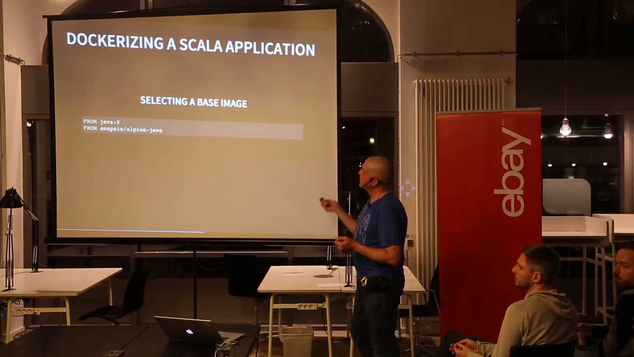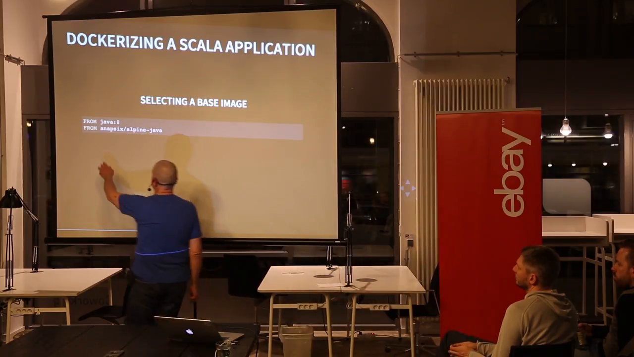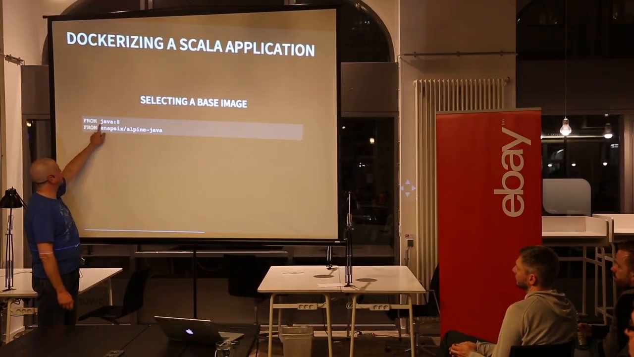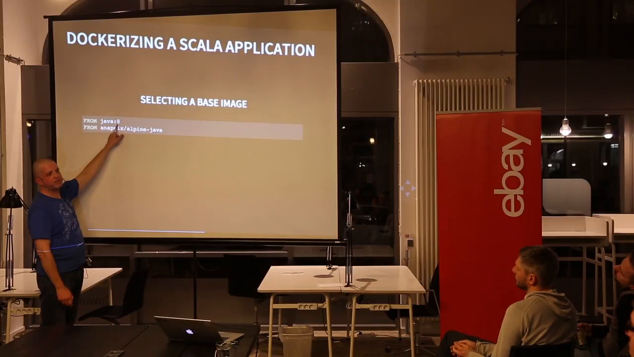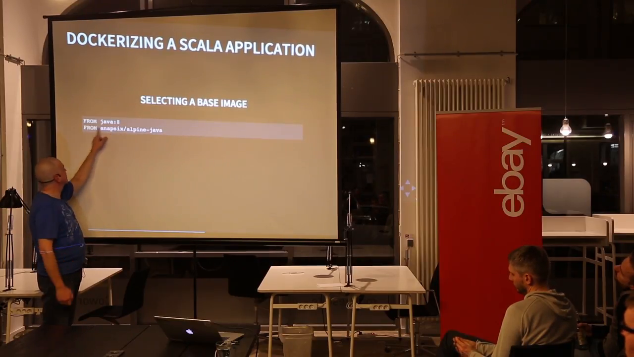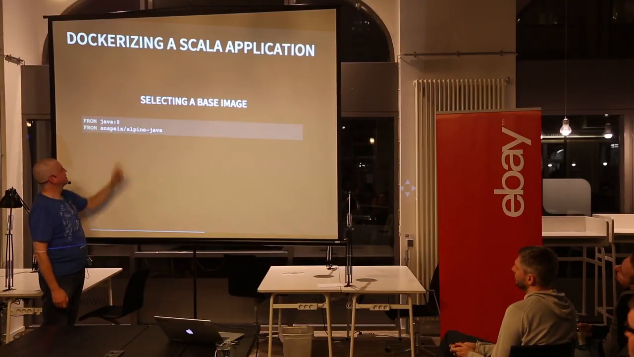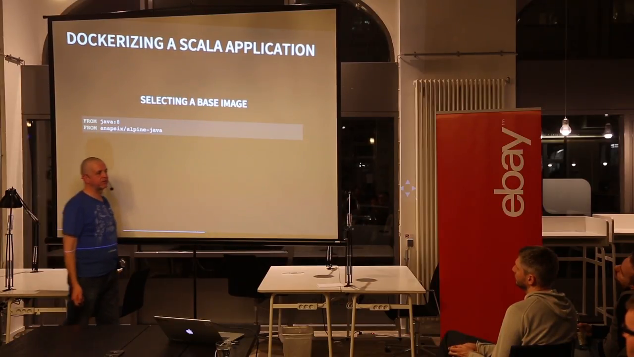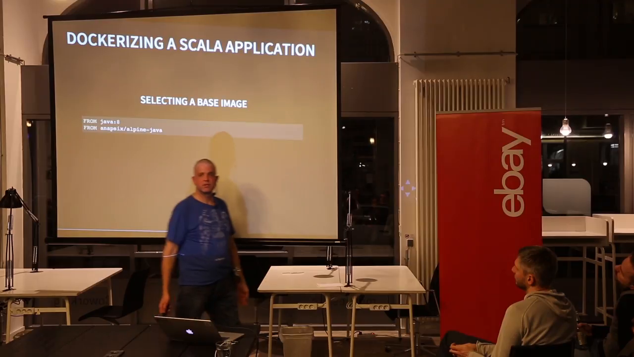So, again, we start with a FROM line. We can actually say FROM Java 8, Java 9, Java 7, and that will just grab the latest Java 8 image out there. Or, for example, in this case, an image that's already out there using Alpine Linux. Okay? You have your image.